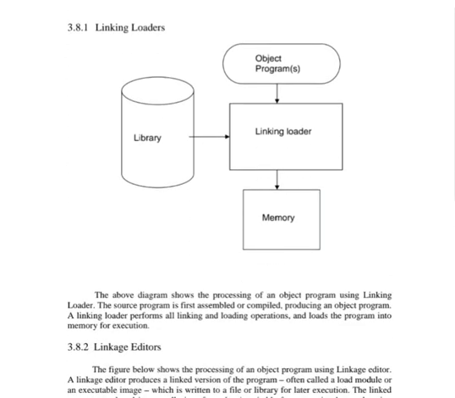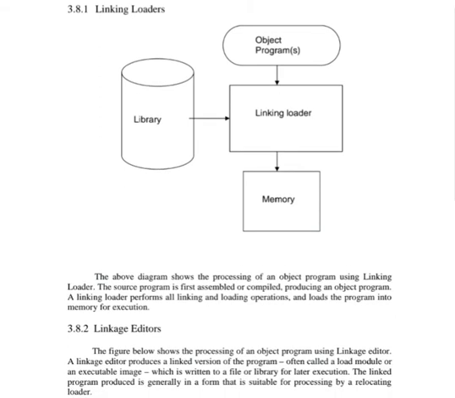So for linking loaders, this is the diagram which shows the processing of an object program using a linking loader. The source program is first assembled or compiled, producing an object program. A linking loader performs all linking and loading operations, and it loads the program into memory for execution.